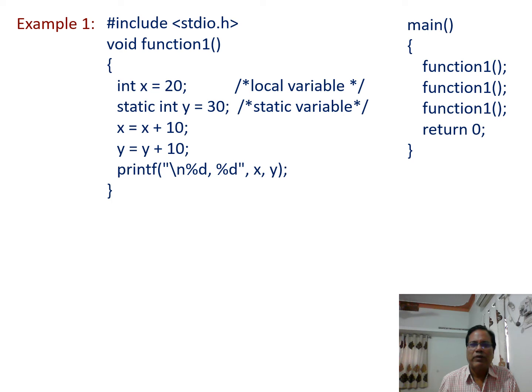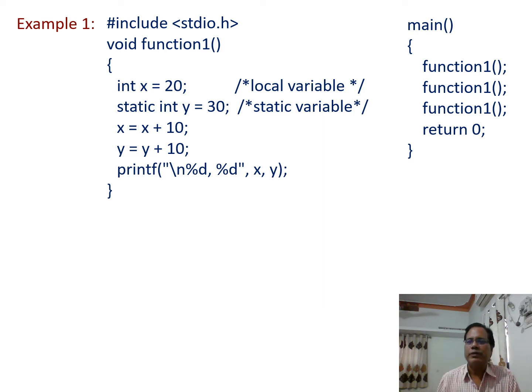And after that, x is equal to x plus 10. The value of x is incremented by 10 and the value of y is incremented by 10. Printf percentage d, x, y. So the value of x, y is printed at this point. But this function does this operation when it is called in the main function.